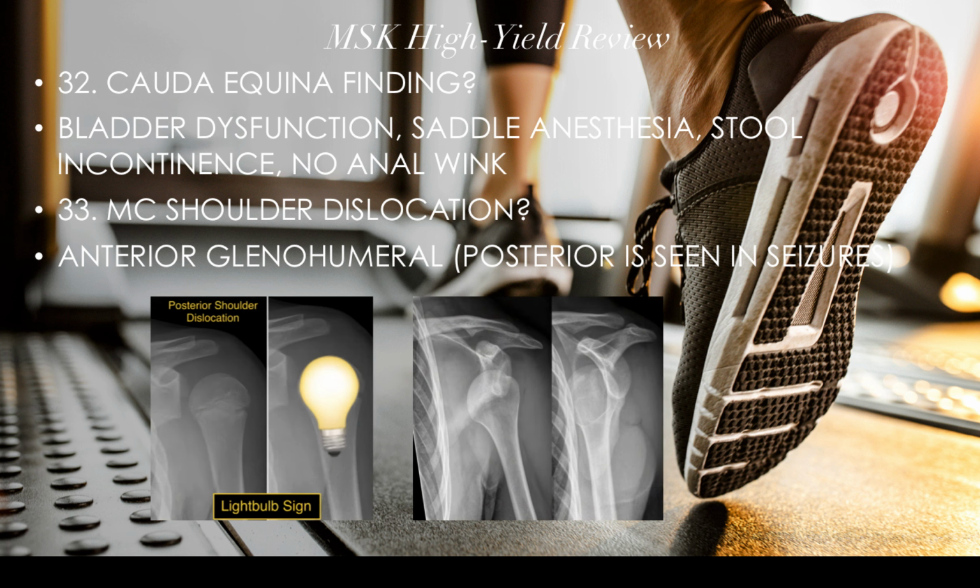And here's a couple of pictures. So the posterior shoulder dislocation will have that light bulb sign. And you can see it kind of looks like a light bulb. So if you see this on your x-ray in your stem, you should be thinking posterior shoulder dislocation even if they don't mention anything about seizure or electrical shock. So the light bulb sign is associated with posterior shoulder dislocation. And then a second easiest way for me to differentiate anterior versus posterior is to look at the Y view. The Y view on the x-ray.